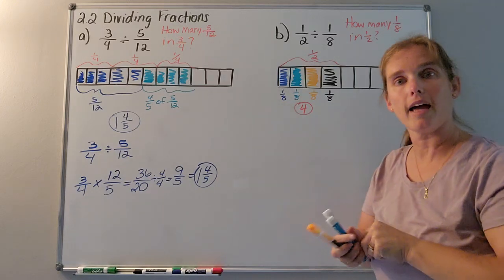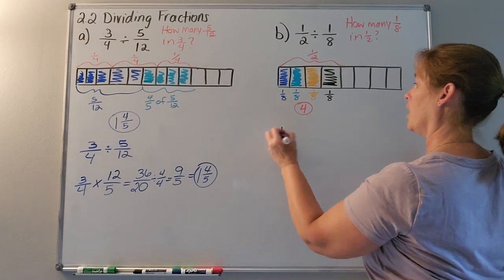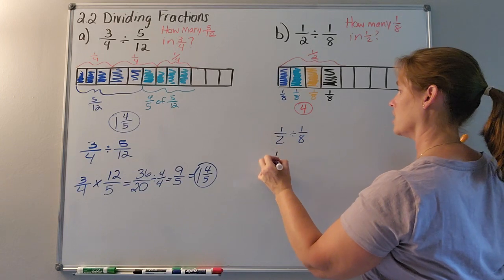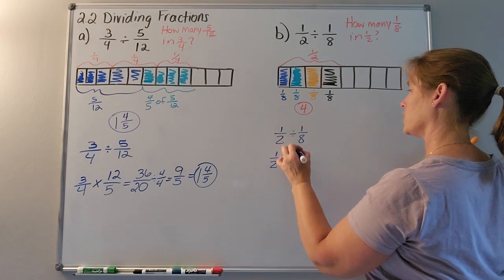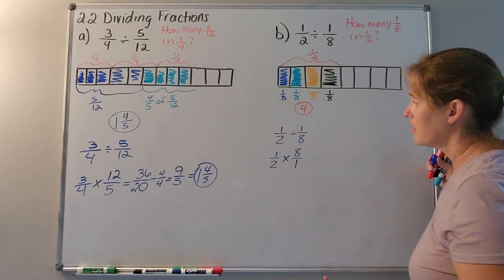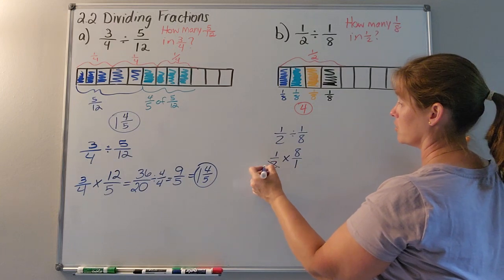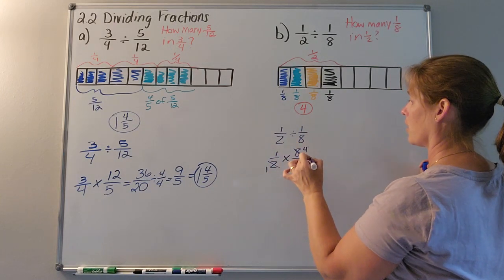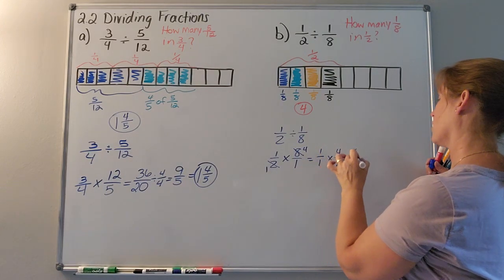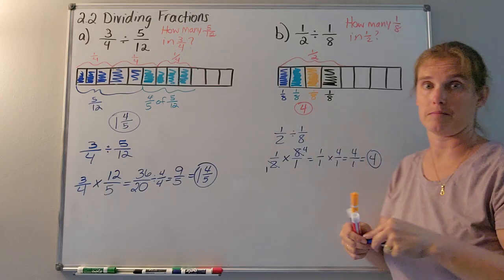Now, let's try that using just the regular division, that keep, change, flip idea. 1/2 divided by 1/8. Keep the first fraction. Division becomes multiplication, and we write the reciprocal, 8/1. All right. Should we cross cancel this time just because we can? 2 divided by 2 is 1. 8 divided by 2 is 4. So now I have 1/1 times 4/1, which equals 4/1 or 4, which is the answer we had up here.